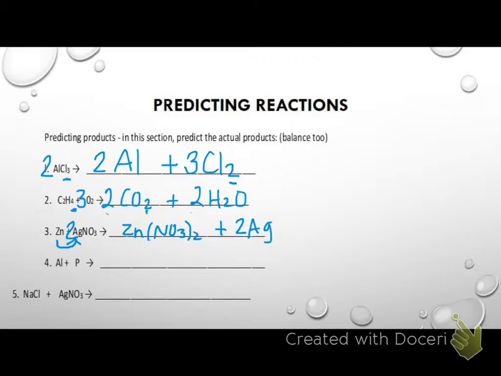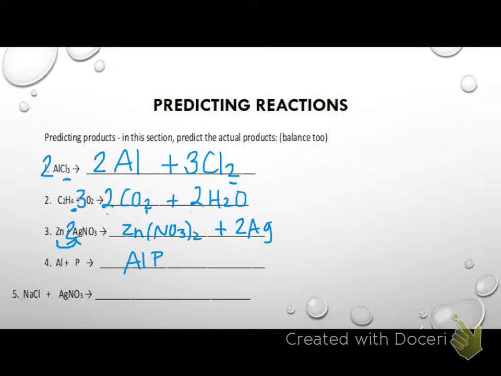And so I would put those together in a way that I know. Remember, when aluminum is in a compound, it forms a plus 3. Phosphorus forms a negative 3. So it's literally just going to form AlP. Okay? Nothing needs to be balanced because everything is 1 to 1. And then the last one is a double replacement.